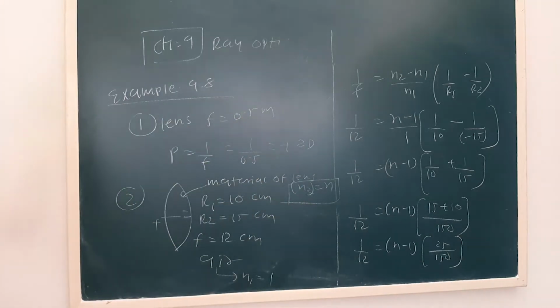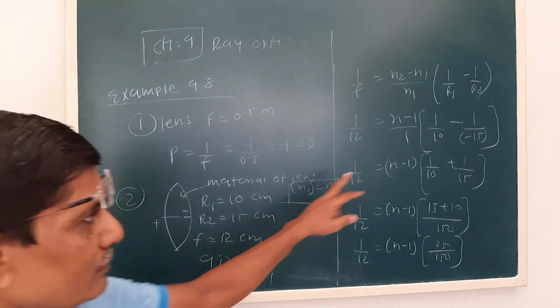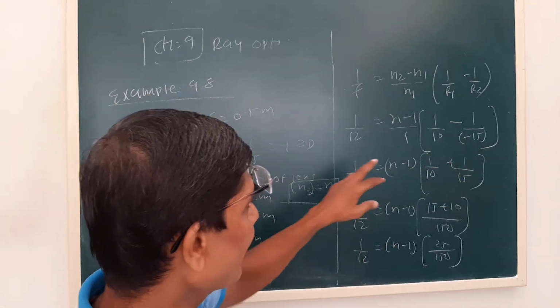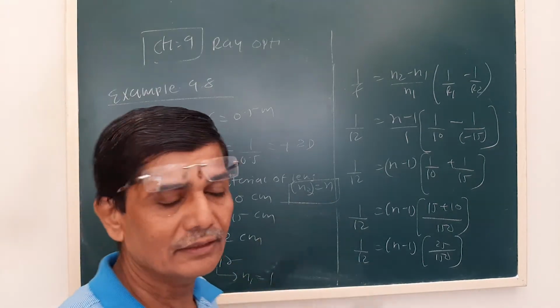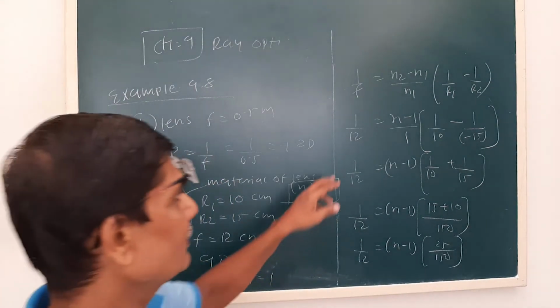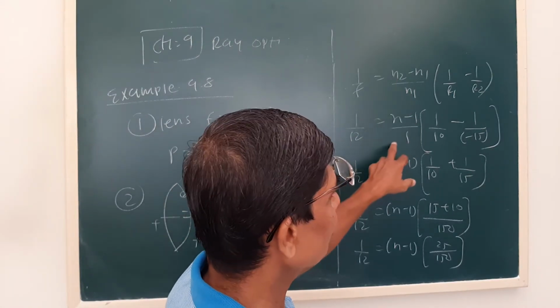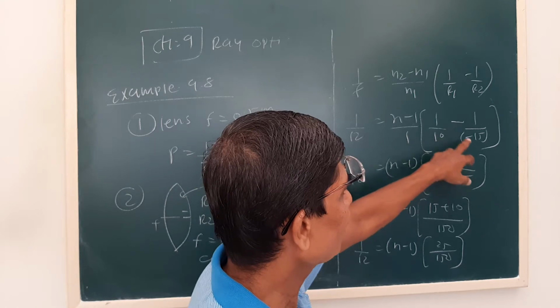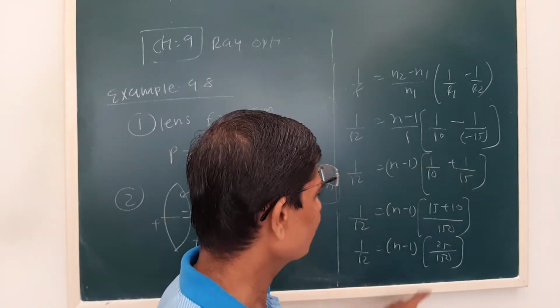Okay, now see here, focal length is given 12. R1 we have taken plus 10, R2 we have taken minus 15. Say N2 is 1. Why? Because the lens is kept in air. Sorry, N2 is N that we have, and the lens is kept in air, so N1 we have taken 1. So if we simplify this, see, 1 by 12 is equal to N minus 1, 1 upon 10, minus minus will come plus. And if we cross multiply, 15 plus 10 upon 150.